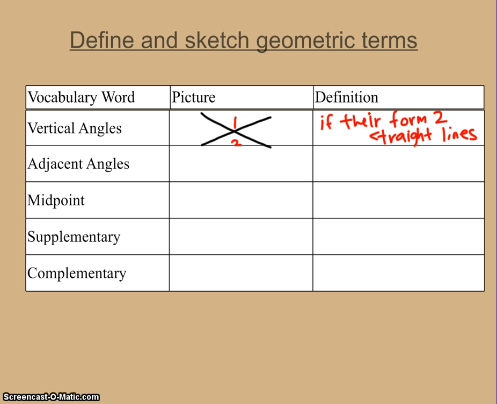Adjacent angles are angles that share a common vertex and side but have no common interior points. So they share a common vertex and side, but no interior points are the same. So really what that means is if I have 2 angles like this, A, B, C, D, my adjacent angles are this and this, right next to each other there, but they're not going to share any interior points.